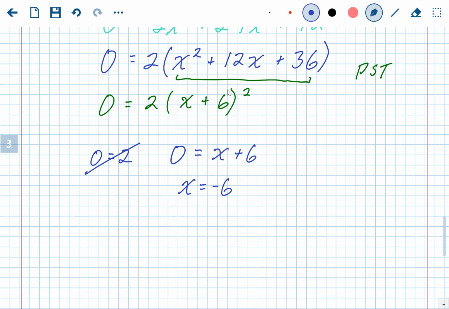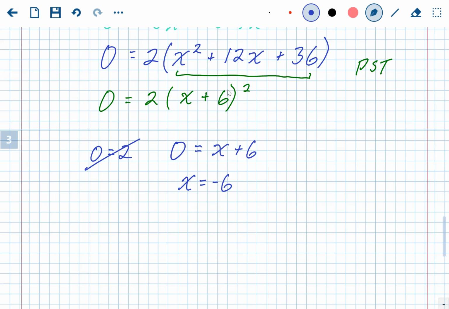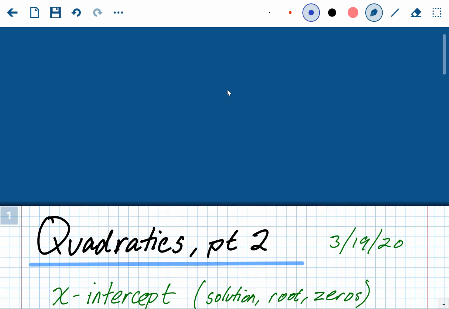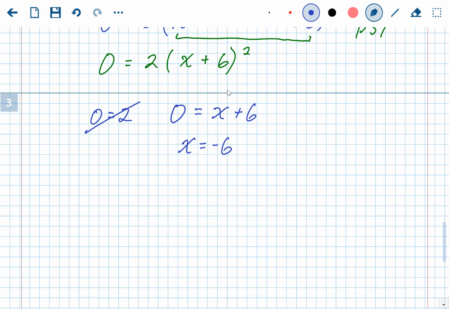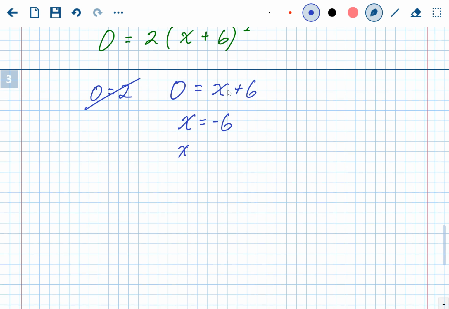So what does this mean if we only have one x-intercept? We'll go back to our types of solutions. If there's only one x-intercept, that means the vertex is on the x-axis, which means that has to be the vertex as well. So the x-intercept is negative 6. It's also the vertex. The vertex has to be negative 6, 0. Which means we also know the axis of symmetry, which is x equals negative 6.